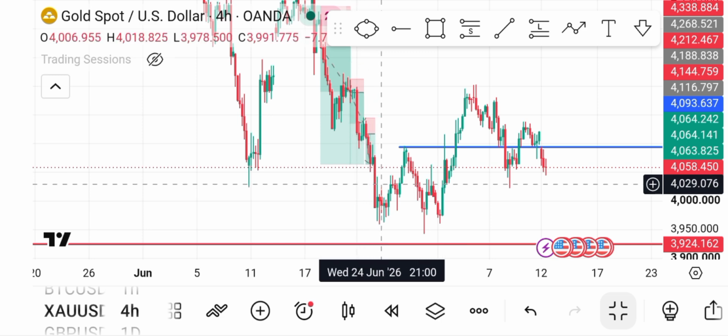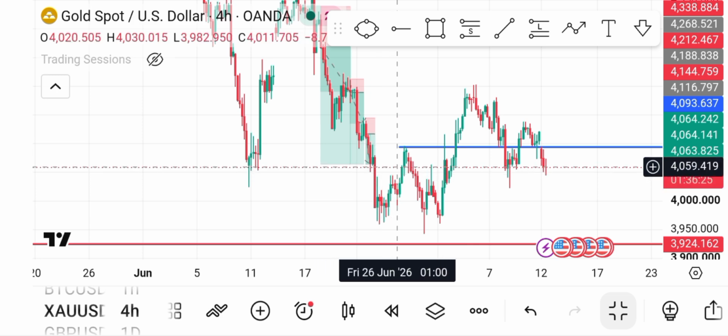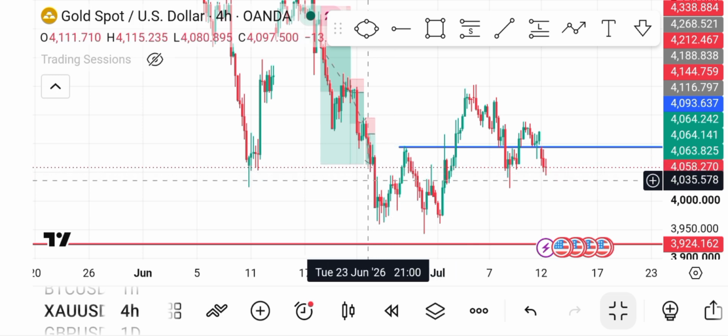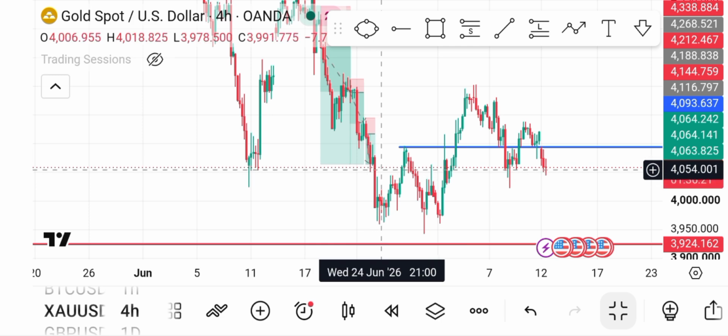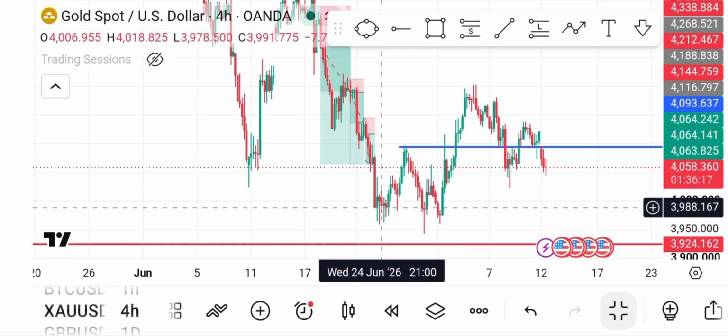The strategy I use is ICC, indication, correction, and continuation, right? Which is price action and market structure. That's what it basically implies, or what it means. That's the implication of ICC.